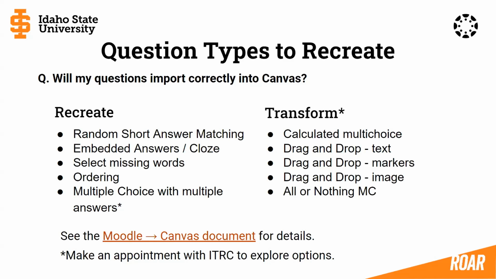in Canvas. One of the tools that may be appropriate is Atomic Assessments, but we'll provide more training for that going forward. Then some that will need to be transformed are things like the calculated multi-choice and all three drag and drop. There is a format in Canvas. They won't come over automatically, but you will be able to do a drag and drop the way Canvas does it. And then the all or nothing multiple choice does not convert over, even though in Canvas, that's how their multi-choice always is, all or nothing. So that one you'll have to recreate.